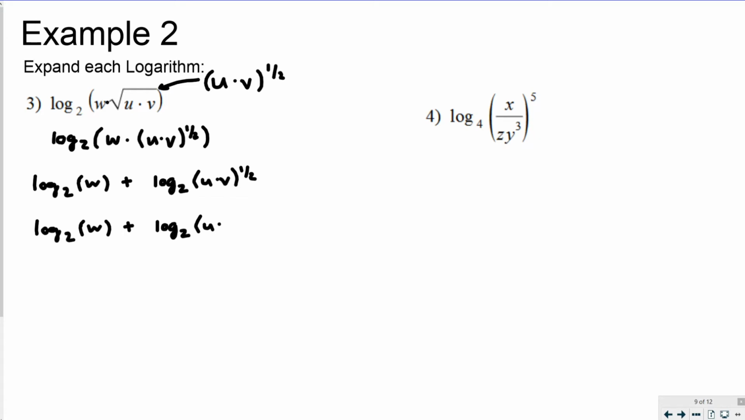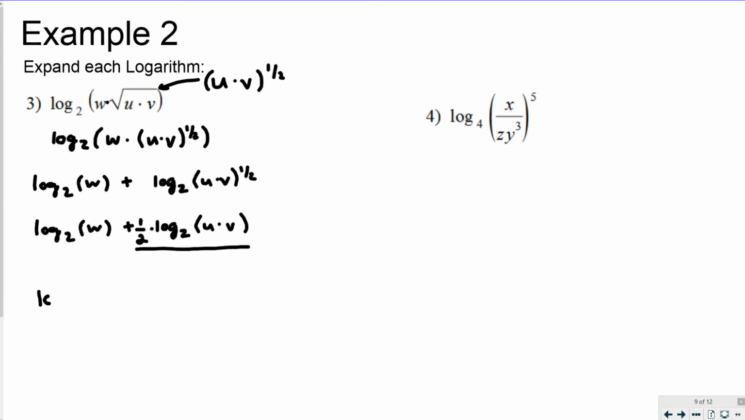So it's going to be u times v here, and we're going to kick the 1/2 out front. So it would be 1/2 times log base 2 of u times v. And then now we're going to break this apart using the product rule again.